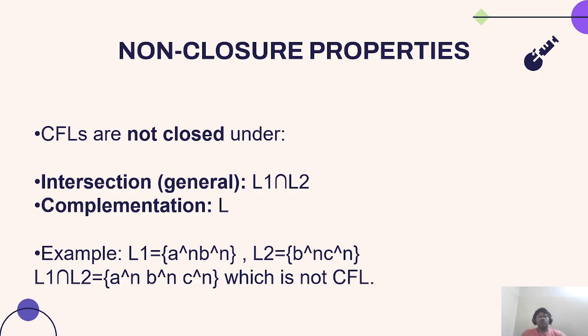Now, not all operations preserve the CFL property. CFLs are not closed under general intersection and complementation. Take the intersection of two CFLs. L1 is equal to a^n b^n c^m, and L2 is equal to a^m b^n c^n. Their intersection will be a^n b^n c^n, which is not a CFL because it requires comparing three different symbols in a sequence, which a PDA cannot handle.